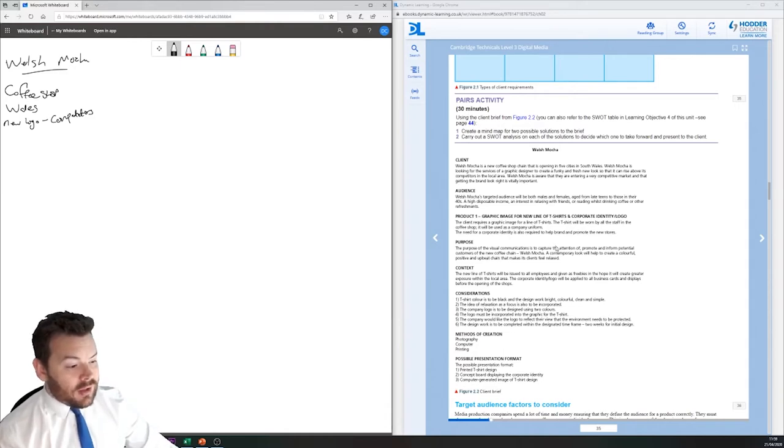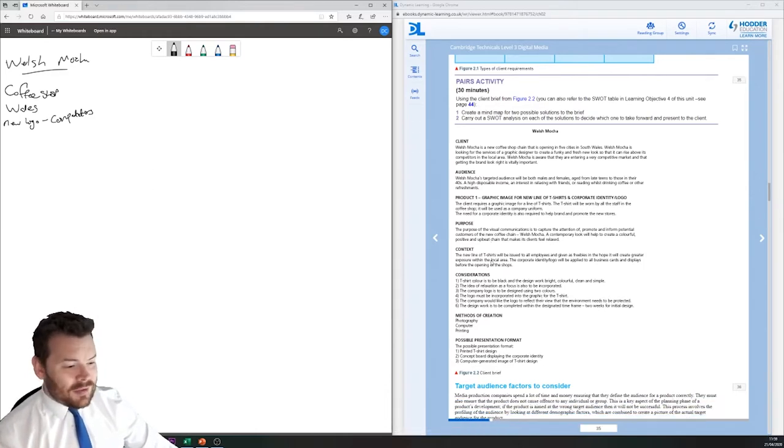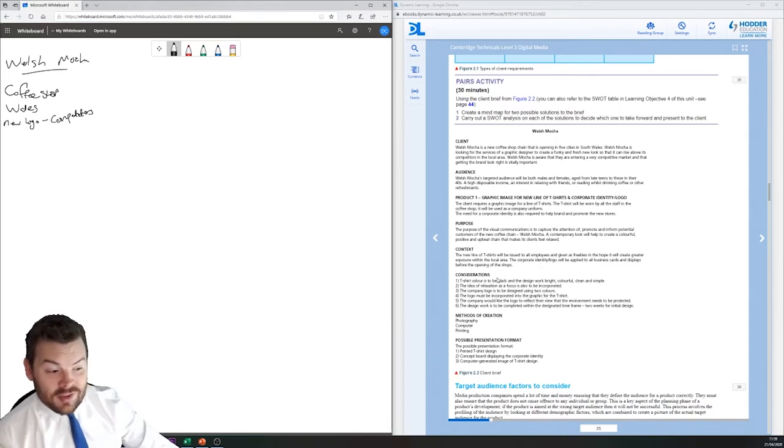So the contemporary look will help create a colourful and positive upbeat chain. So we want it nice and light and friendly and easy for people to understand. So the context is that all employees are going to be wearing it. It's going to be given as a freebie in the hope that people will see it and have exposure in the local area. The logos we use on business cards, displays. There's all sorts of considerations down here as well.